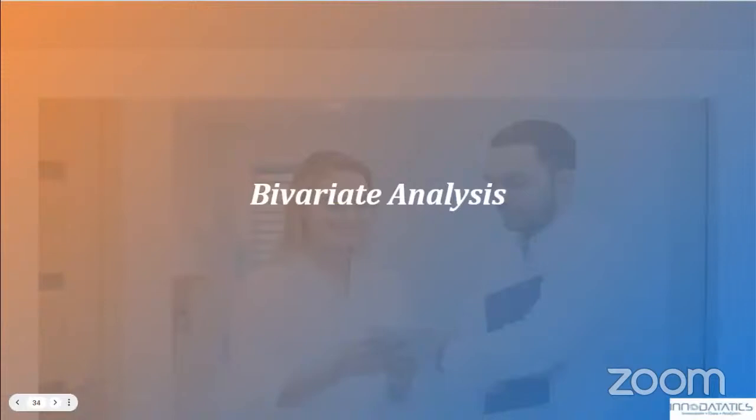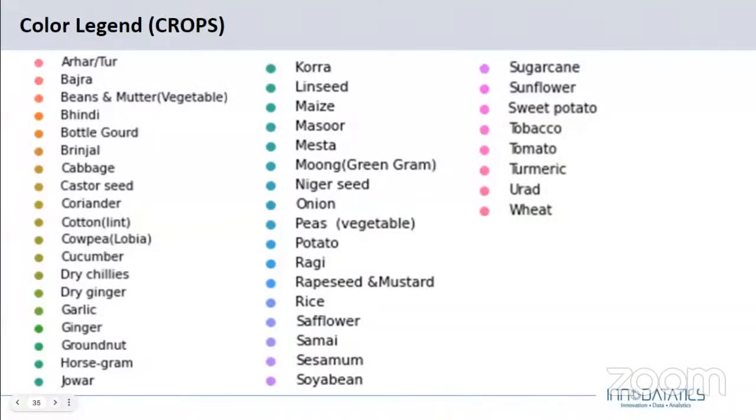This is Tariq. I will walk you through the bivariate analysis. First, we need to understand what bivariate analysis is. Bivariate analysis means the analysis of bivariate data, which is two variables. The purpose of this analysis is to determine the empirical relation between two variables. To understand this, we are using a scatter plot, and we have segregated crops with different colors using color legends.